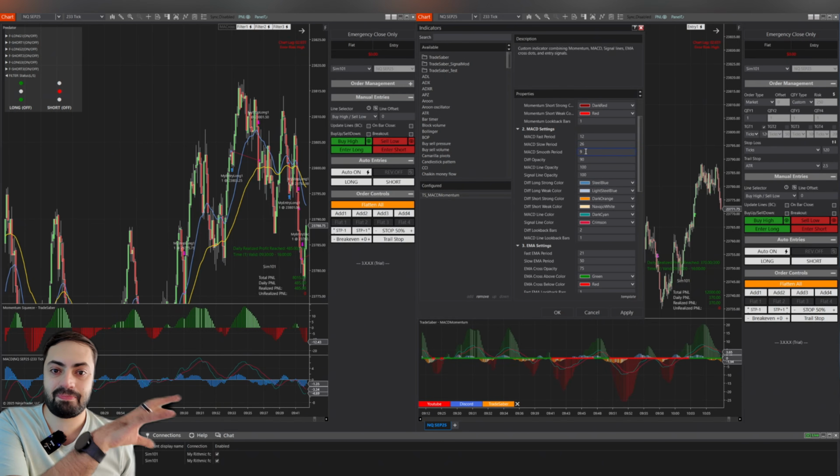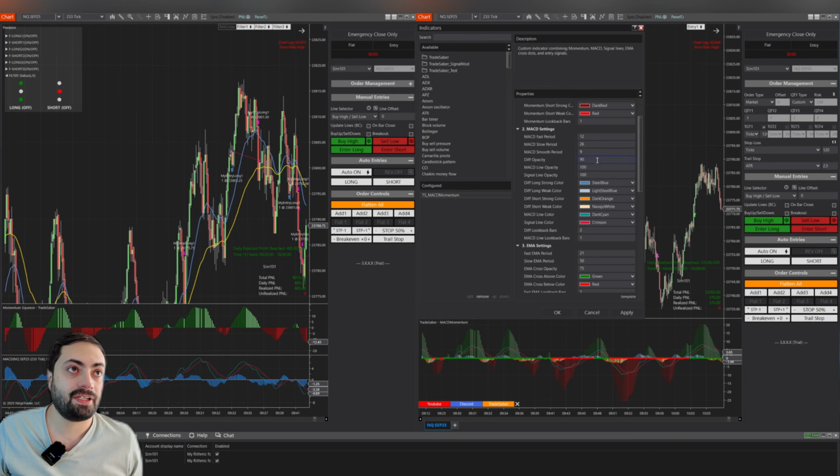Same with the MACD, it puts it all in the same panel. You have all of your settings to modify it if you want. The diff is also going to tell you if it's trending up, trending down, or dying down as well. You can see that with these colors here. Again, very straightforward, just is it going up or is it going down?